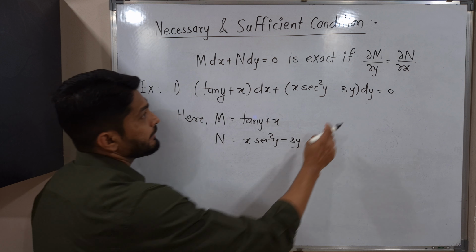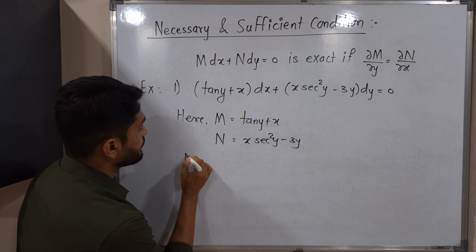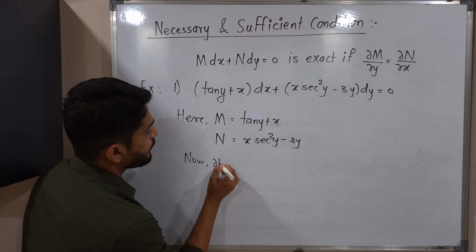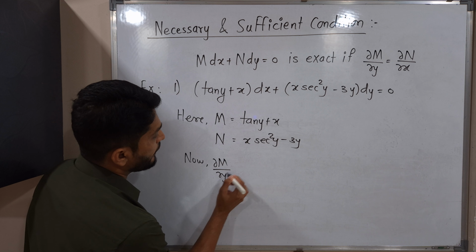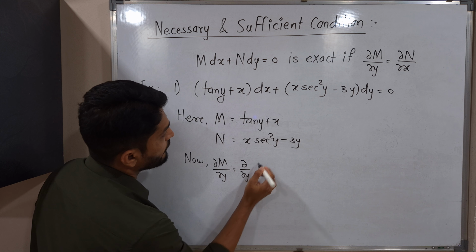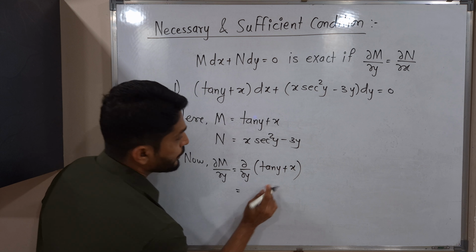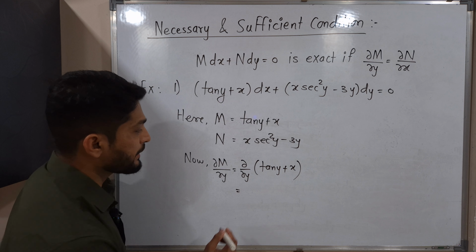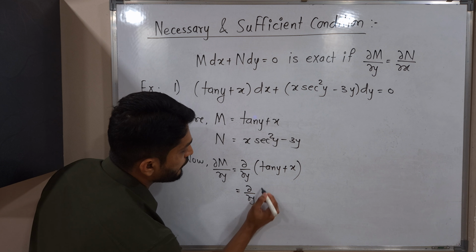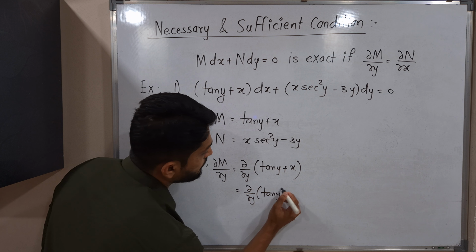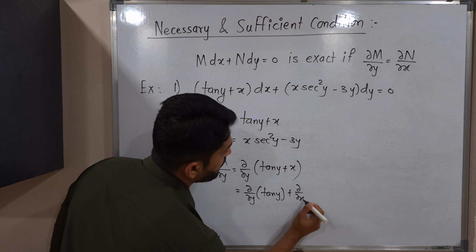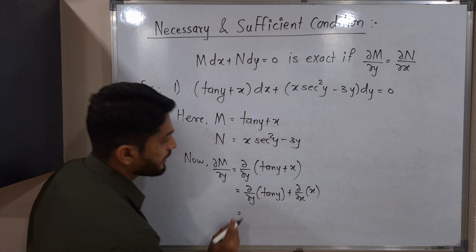So let us find the derivative of M with respect to y now. I'm going to put the value of M. What is the value of M? tan y + x. You can see addition is there, so we can take separate derivatives: the derivative of tan y plus the derivative of x.